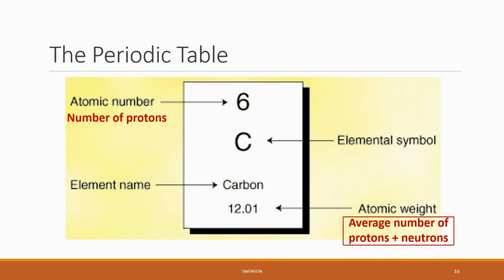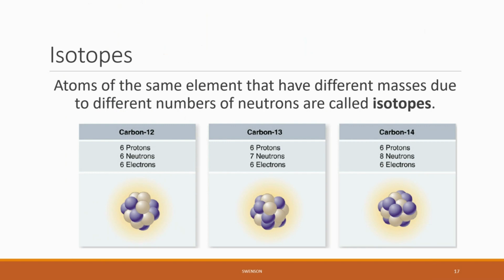As discussed, a given element, like carbon, can vary in the number of neutrons they possess. So what do we call them, and how do we take them into consideration? Atoms of the same element that have different numbers of neutrons and therefore masses are called isotopes. Here we see carbon-12 has 6 neutrons and 6 protons, giving it an atomic mass of 12. Carbon-13 has 7 neutrons, and carbon-14 has 8 neutrons, giving it an atomic mass of 14.